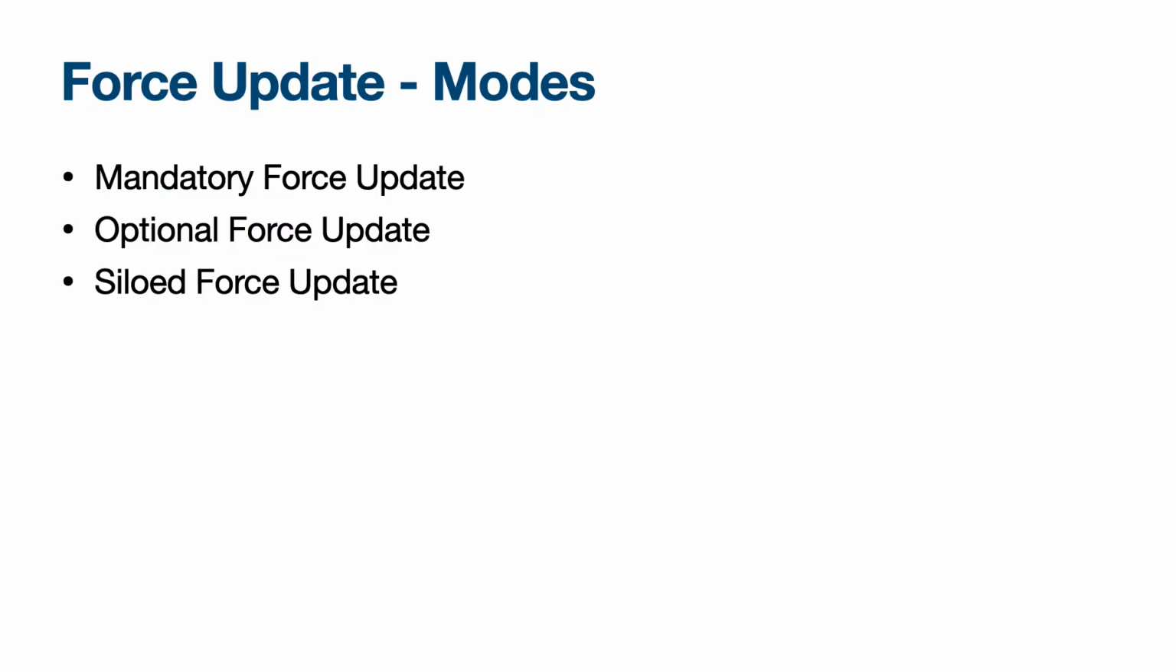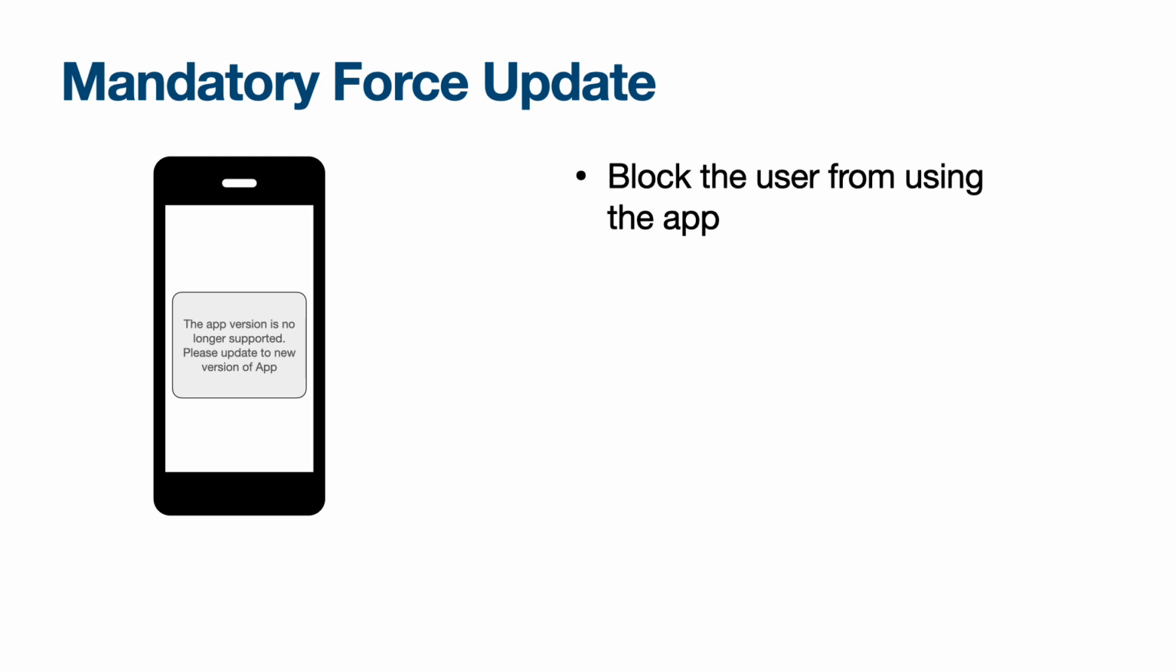Now, let's look into the force update modes. There are three modes in which force update operate. Let's look into each of these in detail, starting with mandatory force update. If you look at this slide, the pop-up that states the app version is no longer supported, please update to the new version of the app, is a blocking pop-up.